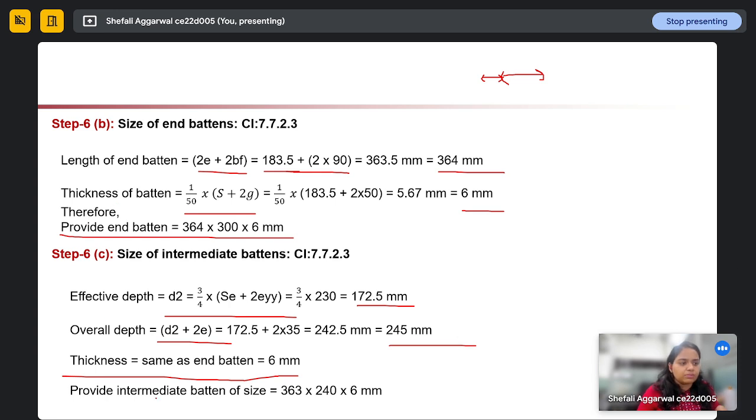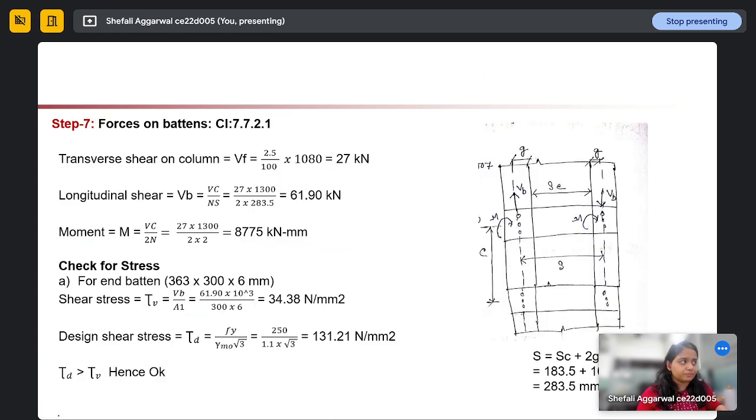Based on this, our intermediate batten size will be 363 into 240, we are assuming it to be 240 into 6 mm. Okay. This 363 will be common. The length of the end batten will be common, right? End batten and intermediate batten will be common only. So now we have the dimensions of our battens.